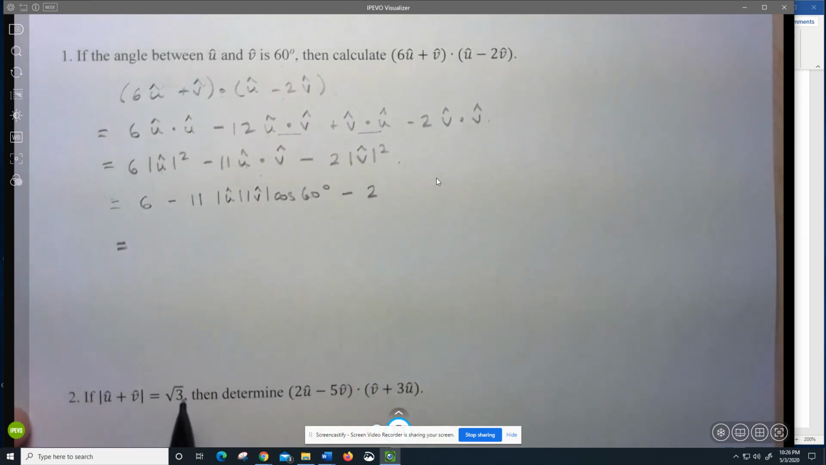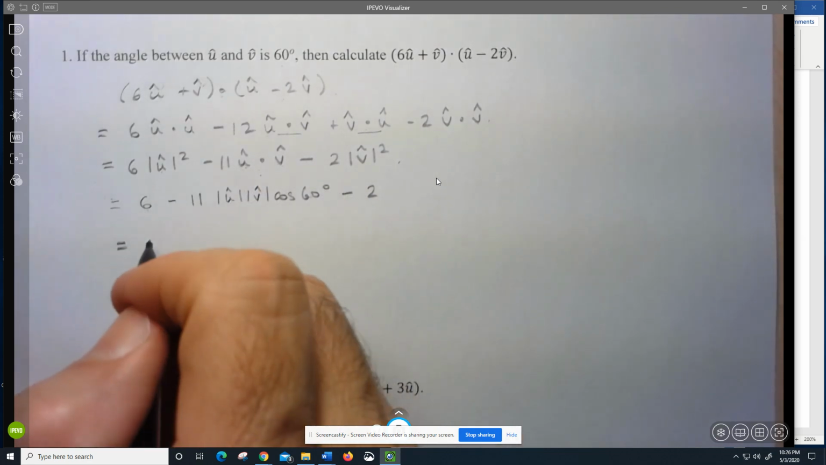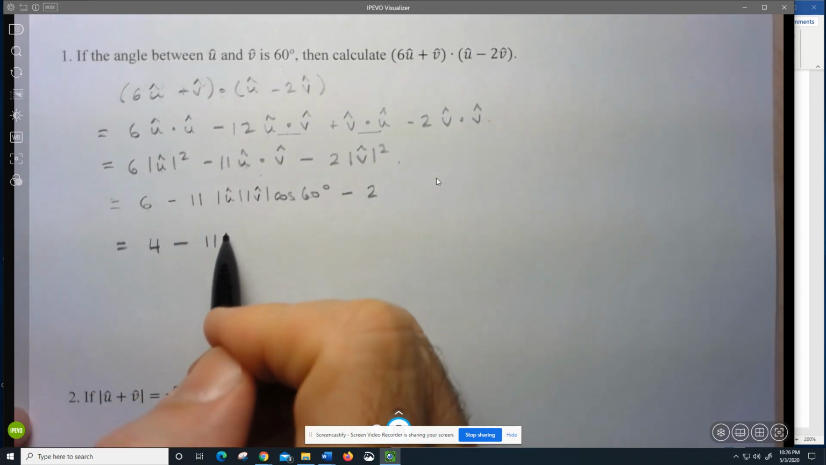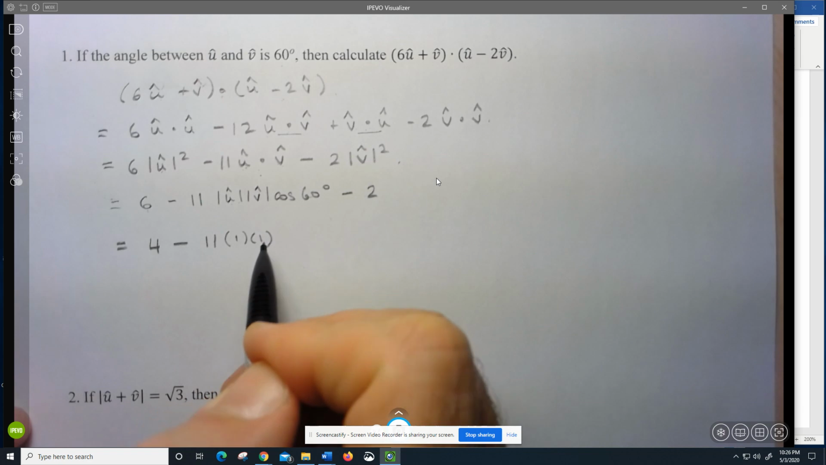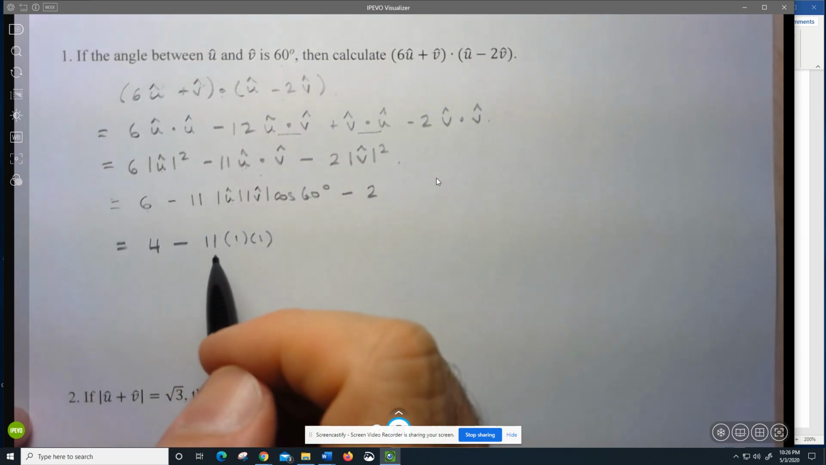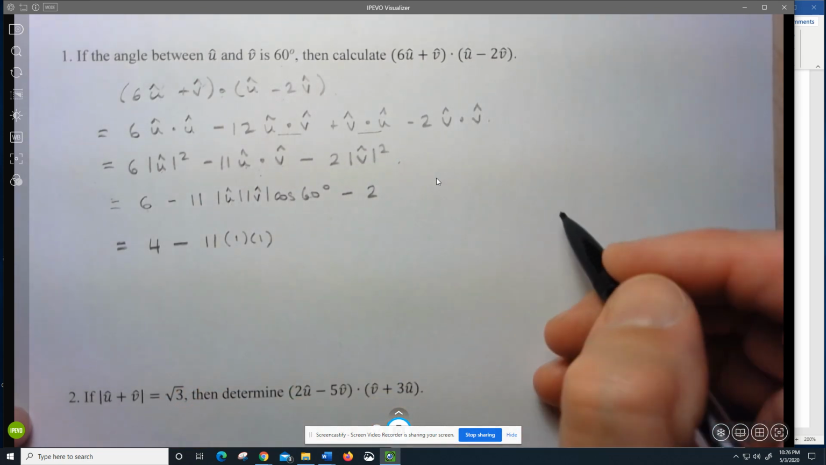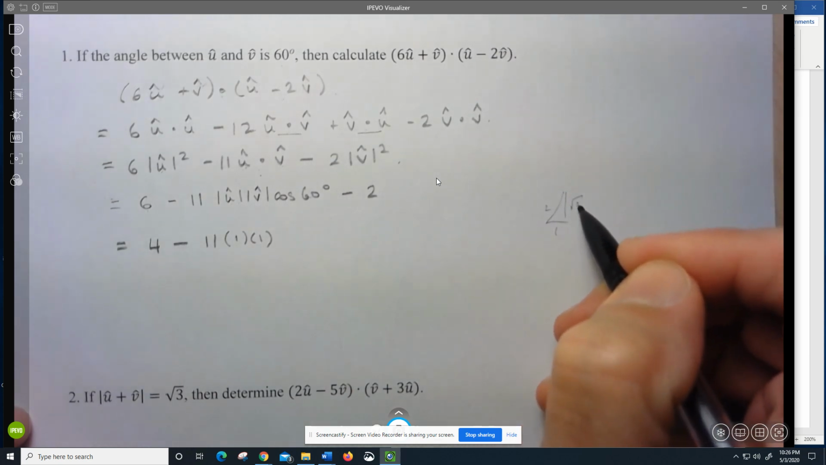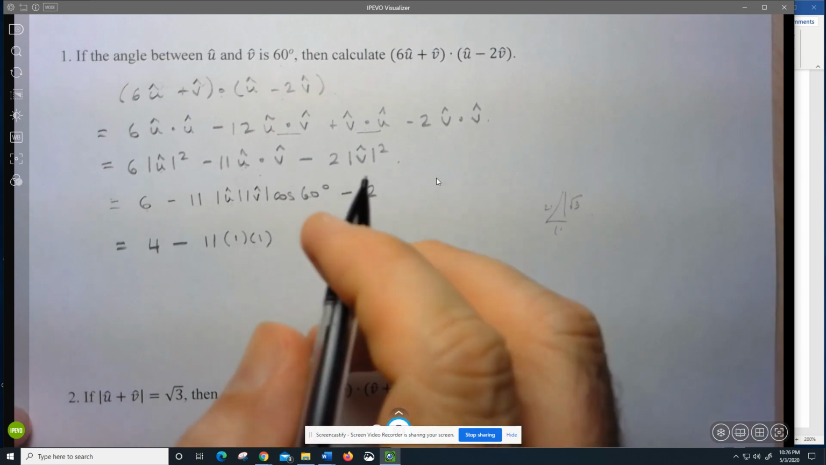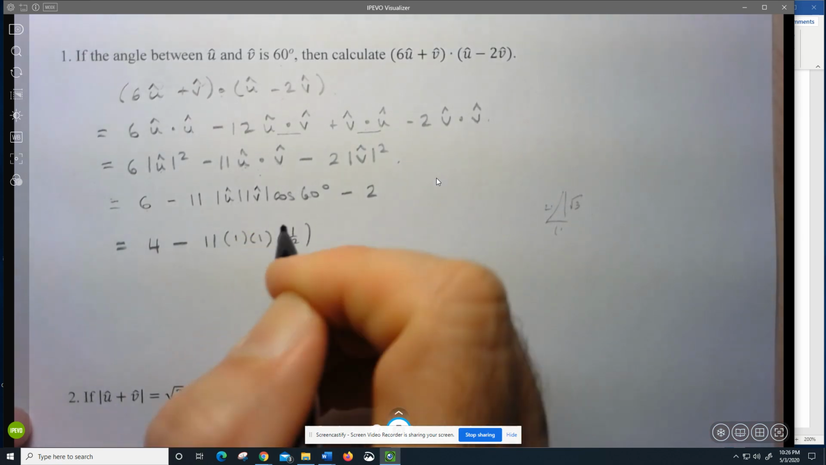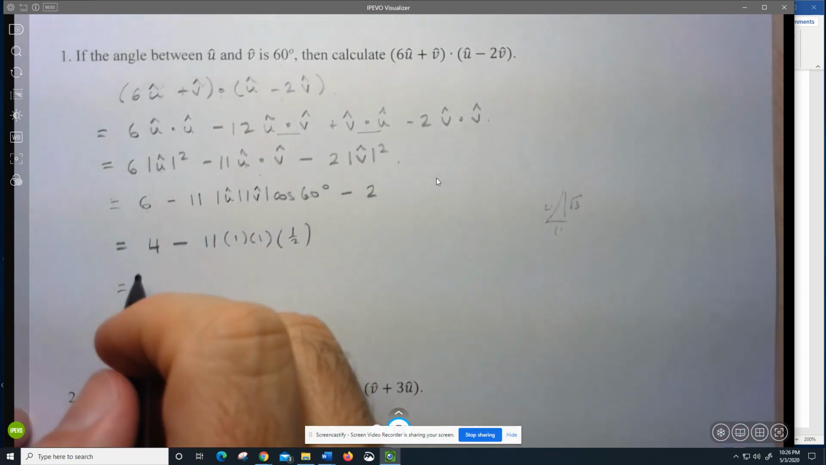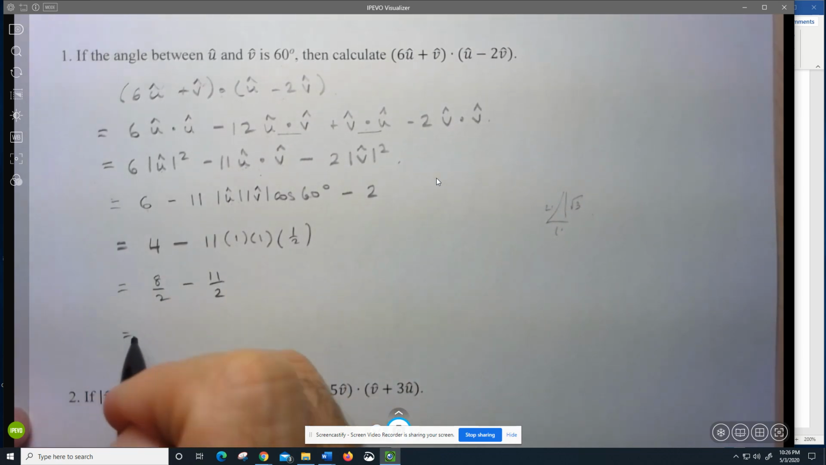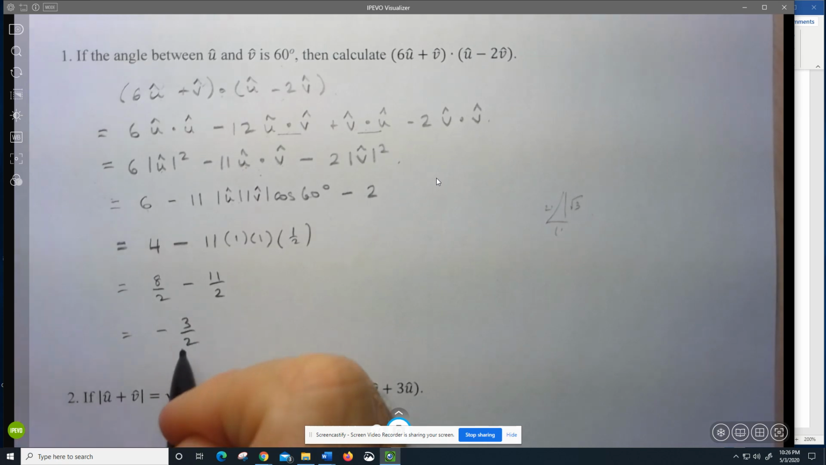All right, so let's keep going. 6 minus 2 is 4, minus 11 times, well, these two magnitudes are both equal to 1, and cosine of 60. We can use our calculator, or let's just do cosine of 60. 1, 2, root 3. Adjacent over hypotenuse is just 1/2. So here we have, I'll write this as 8 over 2 minus 11 over 2. So this is just negative 3 over 2.